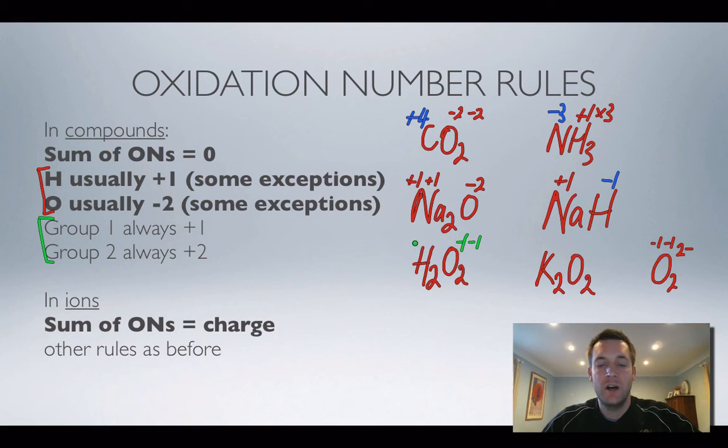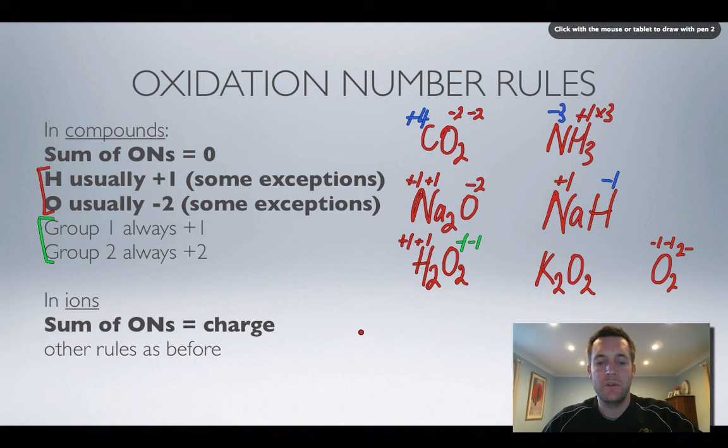So in this case, hydrogen sticks to the rule of +1. We've got two of them, so it's both +1. All these oxidation numbers add up to 0, so oxygen must be -1. So in any peroxide, oxygen will be -1. Now in ions, the sum of the oxidation numbers will equal the charge on the ion. Okay, so let's just go through a couple of examples of these.